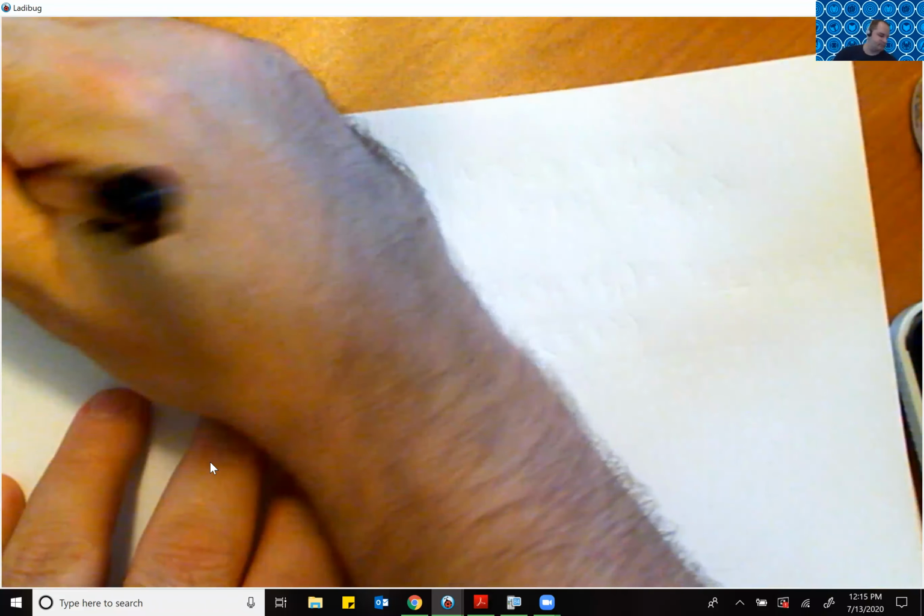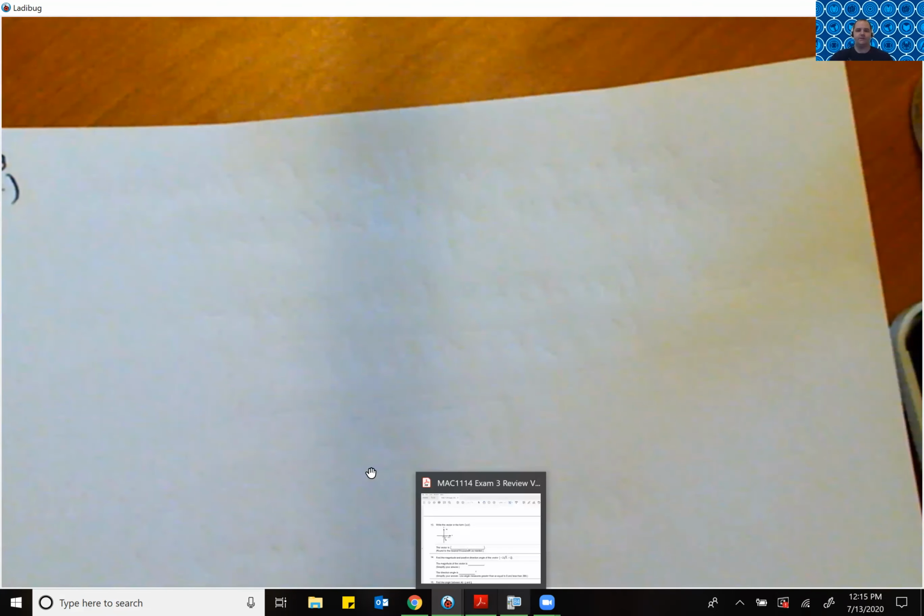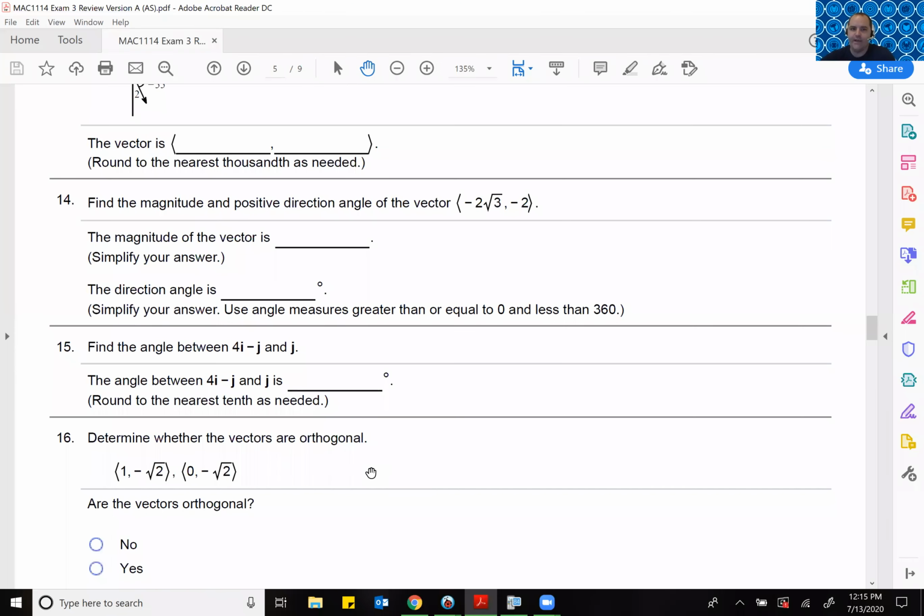$11.3 still. Okay. So they want you to find the magnitude and the positive direction angle. All right, so let's talk about how we do this. So it's kind of like we're reversing some information.